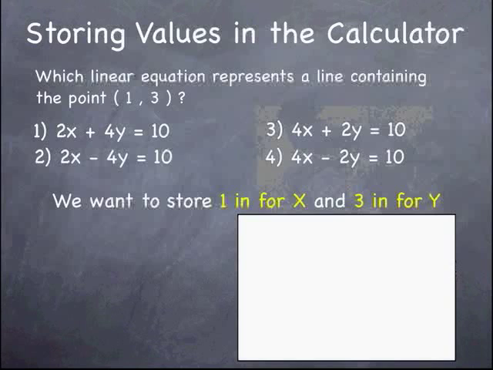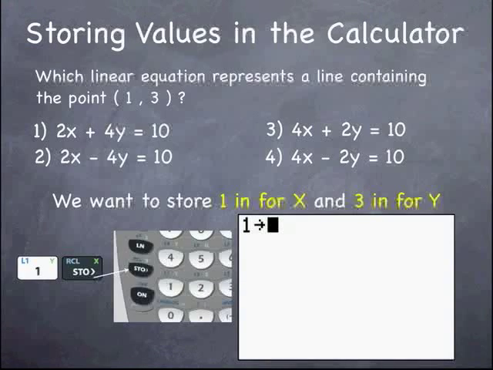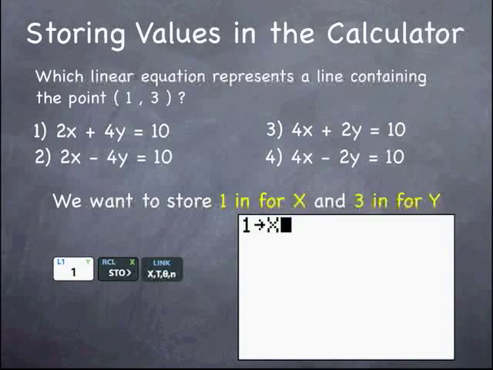To do this, we have a couple of buttons that we have to push. First of all, we're going to type a 1. Then what we want to do is use our store button. The store button is located right above the on button at the bottom left hand corner of the screen. That's going to tell us we want to store 1 in for, and then we need to type x, located up at the upper left hand corner. Once we have our 1, then our store, then our x, we hit enter, and that tells the calculator I want to store 1 in for x.